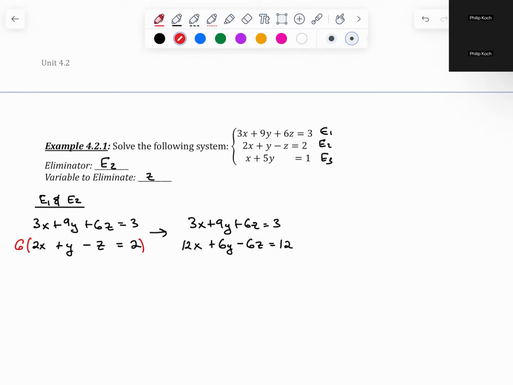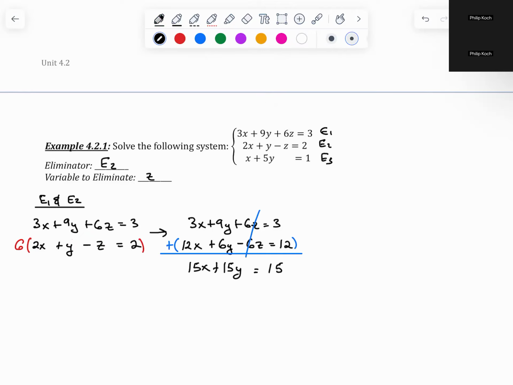Regardless, we can now add these two equations together, and the z's cancel. 3x plus 12x, that's 15x. 9y plus 6y, that's 15y. And 3 plus 12, that's 15. That's neato. 15, 15, 15.